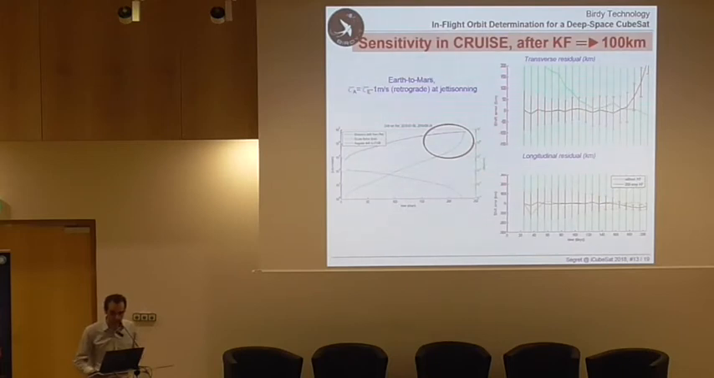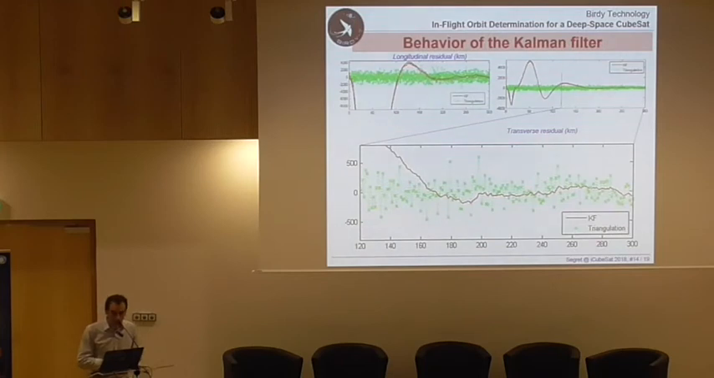And we get very, very promising results from here. Transversely, we have less than 100 kilometers, at one sigma. And longitudinally, it's a little higher, but still fair. You can see that it's diverging at the end, so probably we are no longer in the validity domain of this algorithm. We also have a look at the behavior of the Kalman filter itself.